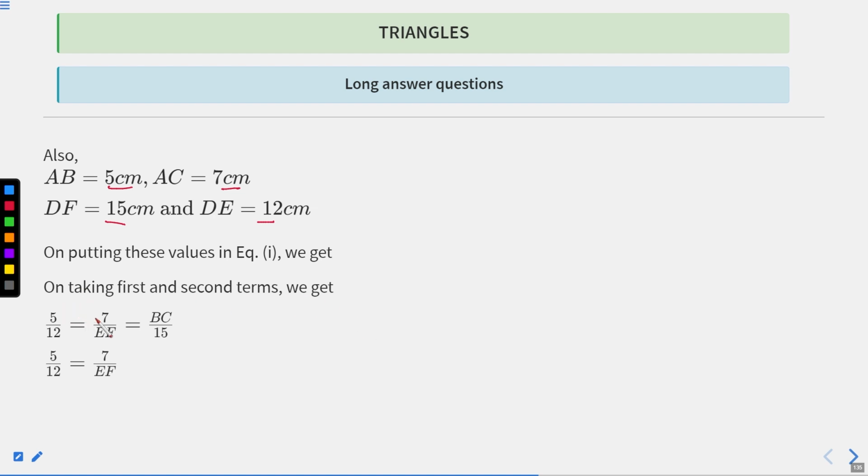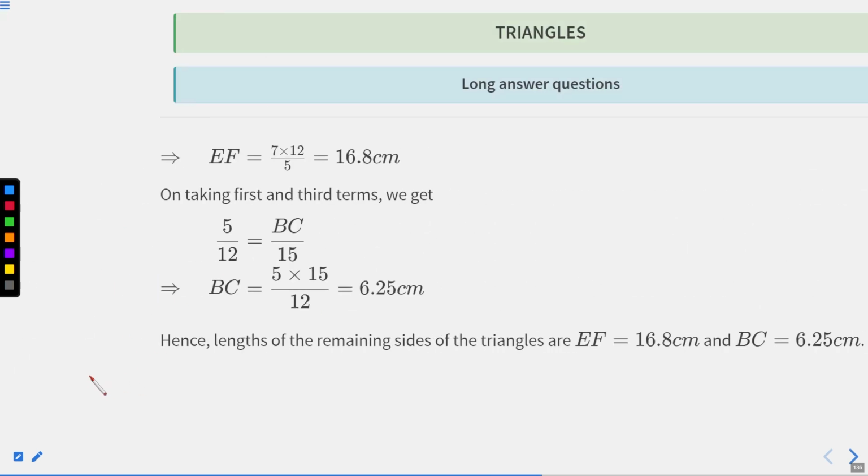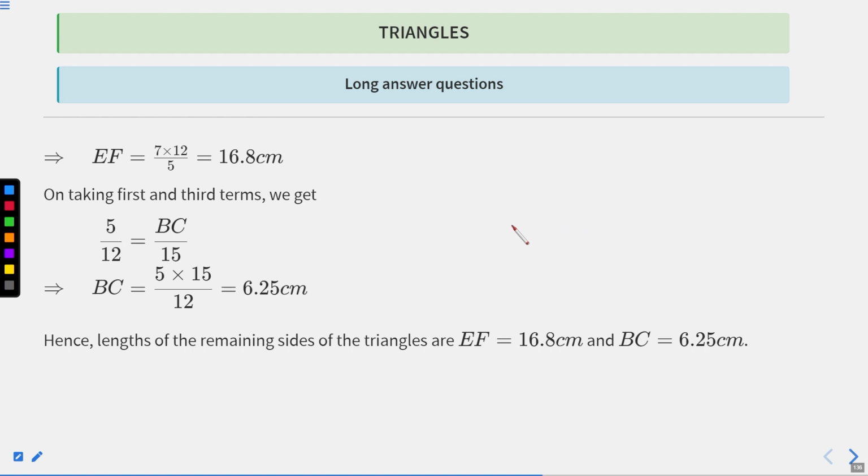5 by 12 is equal to 7 by EF, which is equal to BC by 15. So on taking the first and second terms, we get the value of EF. So EF is equal to 12 into 7 by 5, that is equal to 16.8 centimeter. And on taking the first and the third terms, we get 5 by 12 is equal to BC by 15, and it implies BC is equal to 5 into 15 by 12, that is equal to 6.25 centimeter. Okay, so hence the lengths of the remaining sides of the triangles are EF is equal to 16.8 centimeter and BC is equal to 6.25 centimeter.